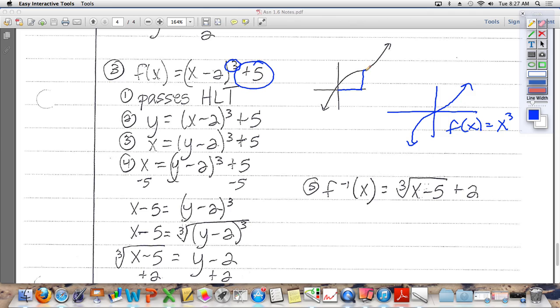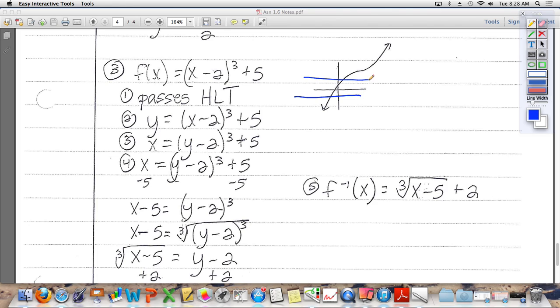Okay. So does it pass the horizontal line test? Yes, it passes the horizontal line test, so I go on to step 2. Step 2, I replace f of x with y. Y equals (x minus 2) cubed plus 5, nothing else changes. Now what I need to do is switch the x and the y. Put the x where the y was, put the y where the x was. So I have an x and a y now.